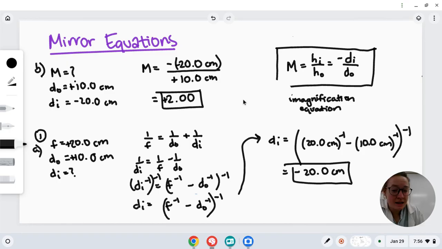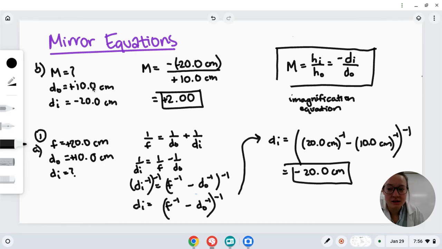Positive. Think about it for a second. Check your sign conventions. What does that tell you about the image? Did you say that the image is going to be upright? Because that's what you should say here. If you get a positive magnification, that means your image is going to be upright. And that is a little practice with some mirror equations.